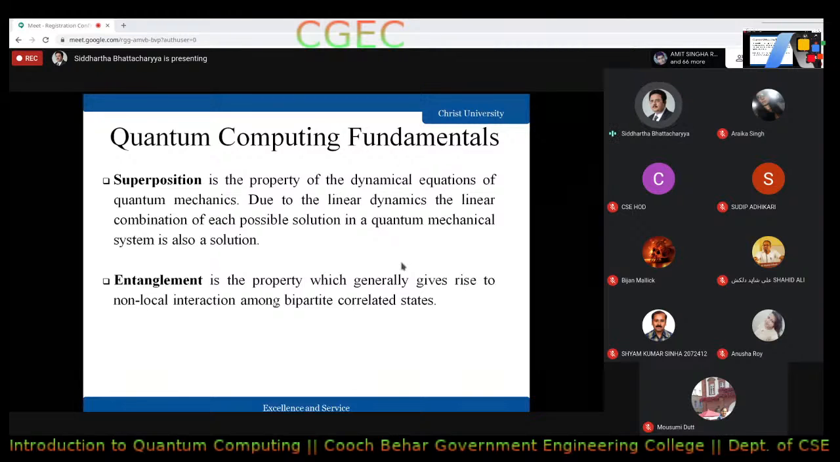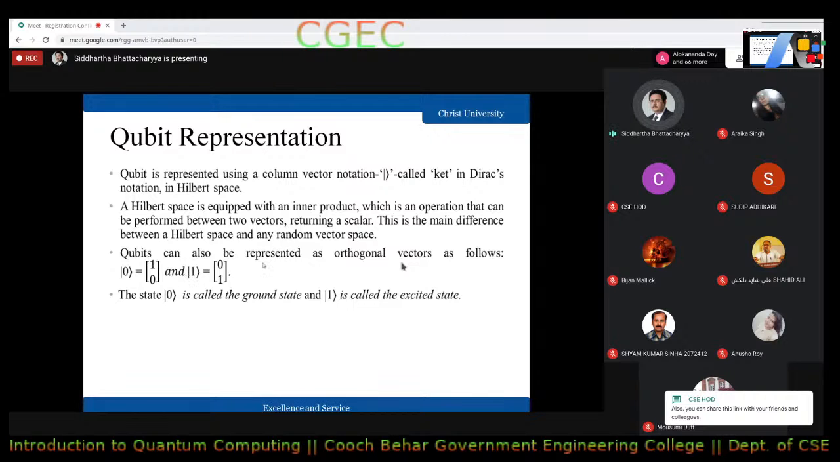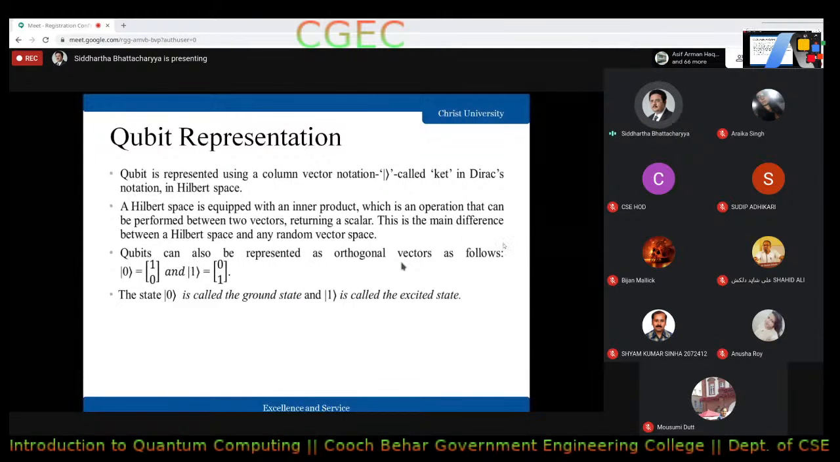Entanglement is a property which generally gives rise to non-local interaction among bipartite correlated states. For example, if you go back to the previous slide, 0 is one state and 1 is another state. If you entangle this 0 with 1 and then move 1 to a very long distance from 0, and then go for measurement, initially you do not know whether it is a 0 or 1. What does entanglement mean? These two states are highly correlated. If you take one out of the entangled pair of 1 and 0 to a very large distance and then measure, you get either 0 over here and 1 at the larger distance.